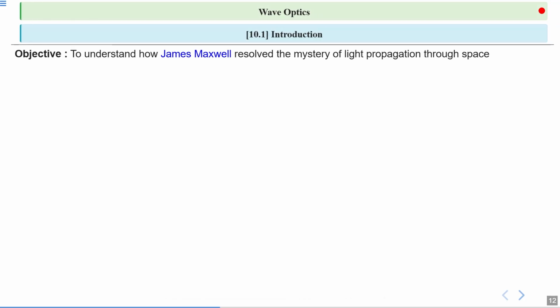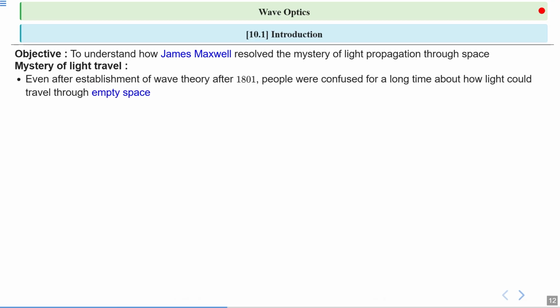So here our objective is to understand the significance of Maxwell's work and its impact on physics. Before the discovery of electromagnetic waves, people thought that waves require a medium to travel. So if a medium is not there, then how does a light wave travel through space? This question bothered the scientific community.